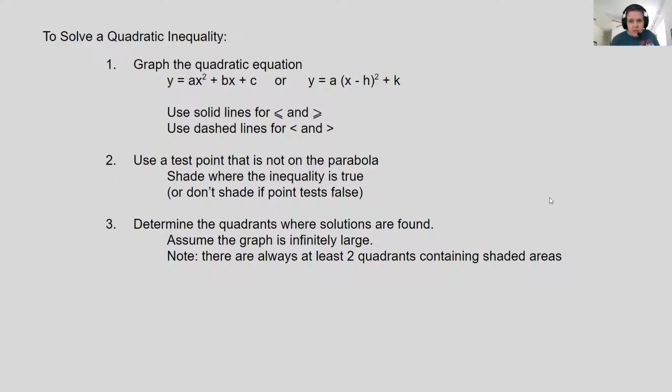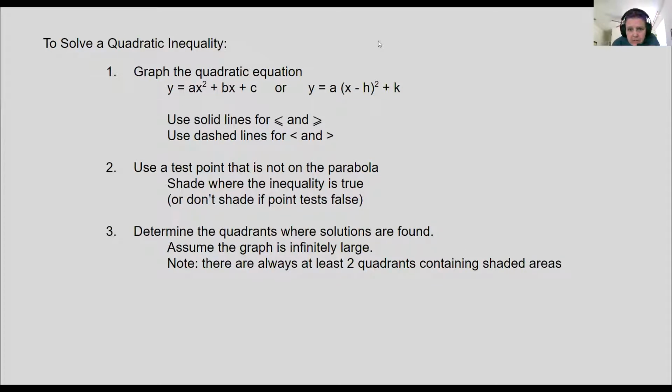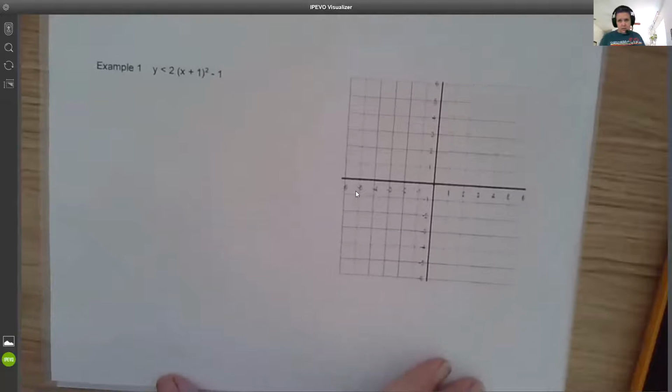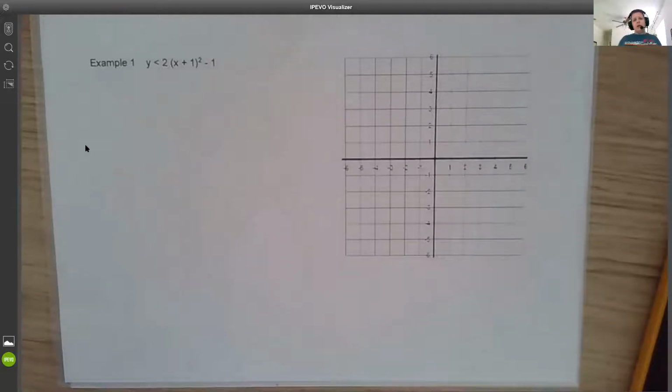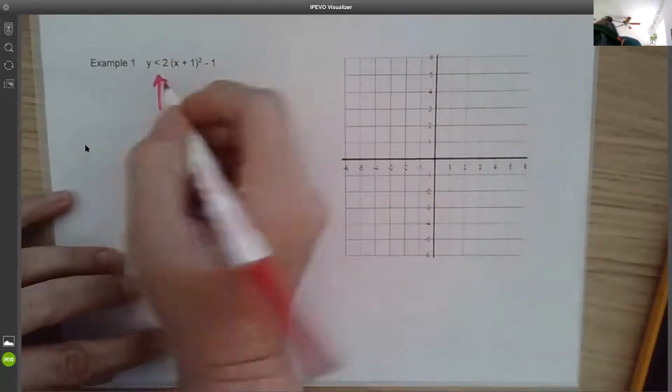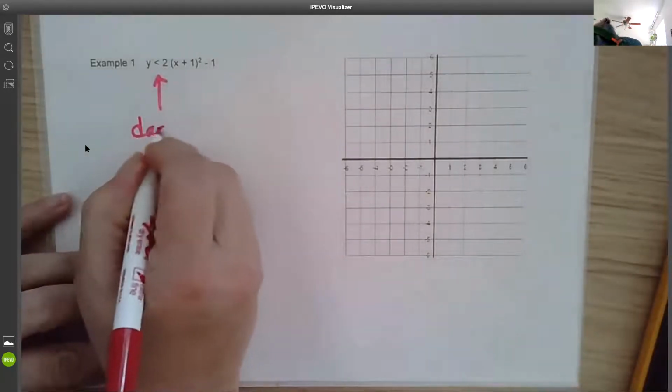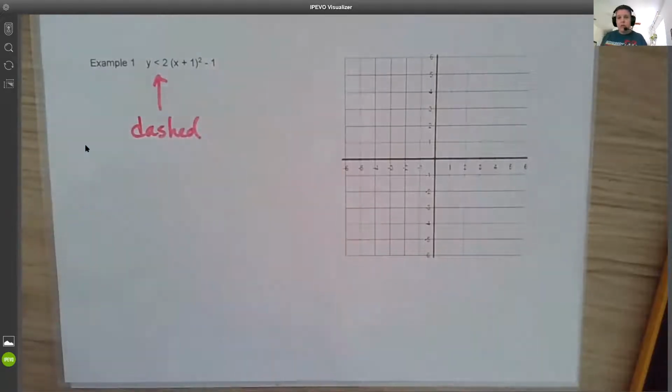I'm going to switch to my document camera so that I can work through some things with you and you can see what I'm writing. So here we go. This is your first example. y is less than 2 times (x plus 1) squared minus 1. First thing I notice here is I have a less than symbol. So I'm going to use a dashed line when I draw that curve.